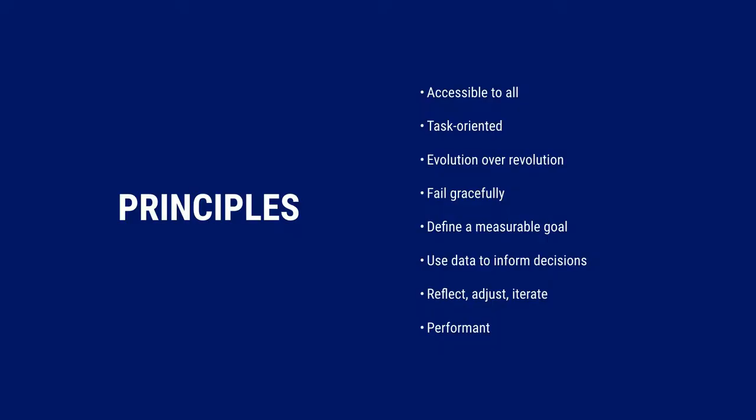So, working with our dev team in the very beginning, and with our stakeholders, we tried to keep these principles in mind. That the design and the system that we developed would be accessible to all and task-oriented, evolution over revolution, that it would fail gracefully if it failed, that we would define measurable goals and use data to inform decisions and reflect, adjust and iterate, and that whatever system we developed would perform well.